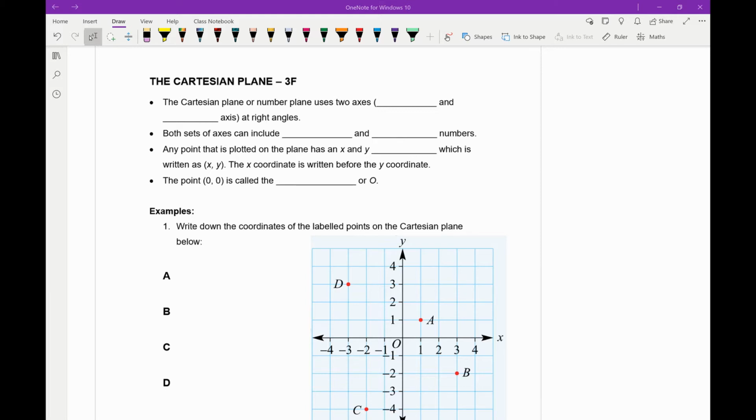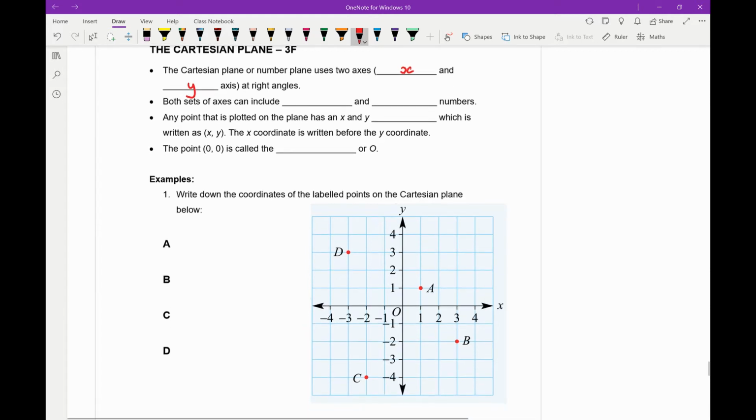So the Cartesian plane, which is often also called a number plane, uses two axes, which we call, now you need to fill in some blanks here, the x-axis and the y-axis. And these two axes meet at right angles, and you can see one drawn down here. You can see this horizontal one. This one here is the x, and here we have the y. So let's move on to the next dot point.